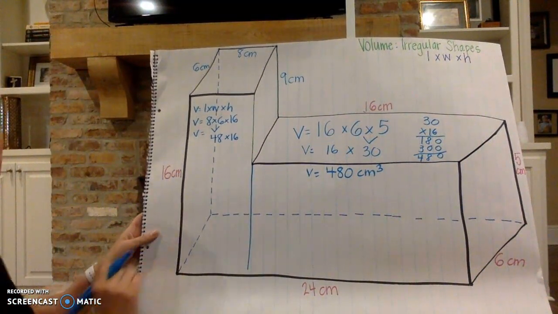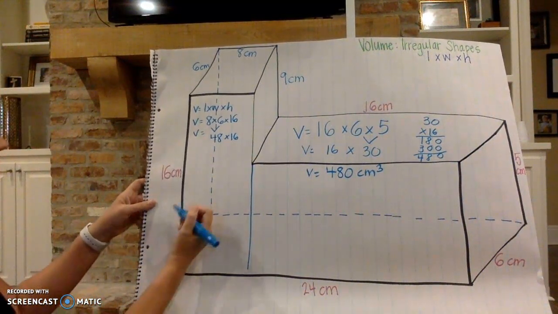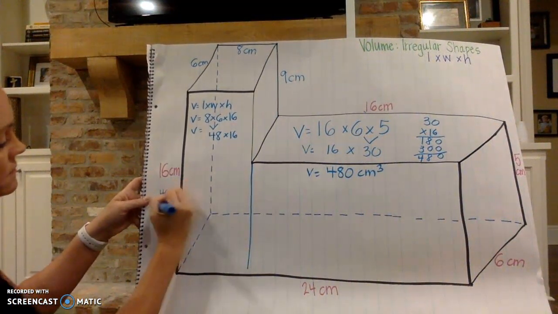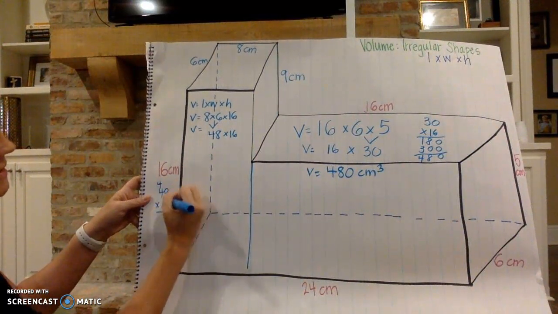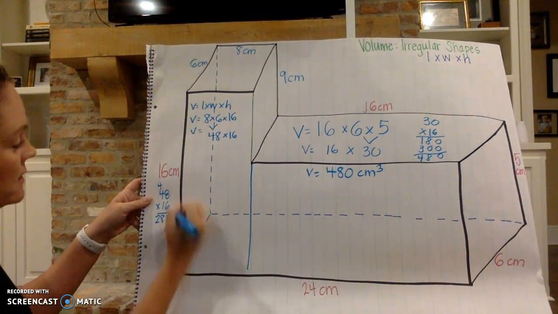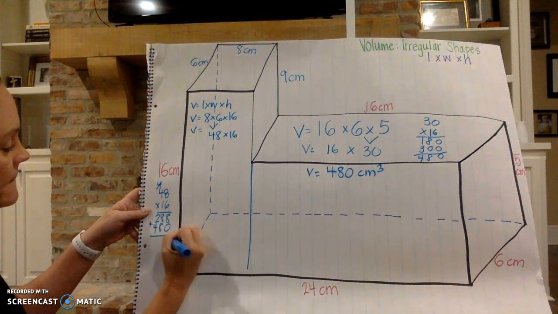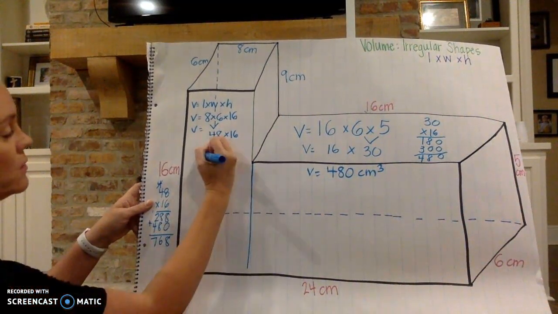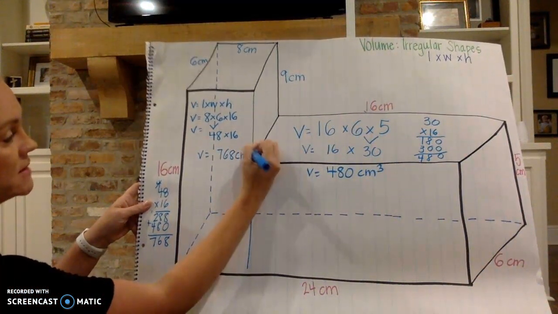48 times 16, you're going to have to do that using your pencil and paper. I'm going to do that over here on the side. 6 times 8 is 48. 6 times 4 is 24 plus 4 is 28. 1 times 8, 1 times 4. Okay, so I know the volume of this shape is 768 cubic centimeters.